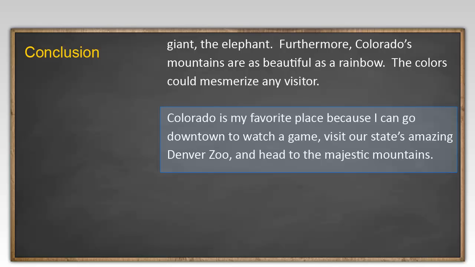But let's say we're talking about grades 5 or 6. You will want more from your students. The conclusion will tie all of the ideas back together, and it might even be restated differently. An example of this might sound like, "Colorado is my favorite place because I can go downtown to watch a game, visit our state's amazing Denver Zoo, and head to the majestic mountains."